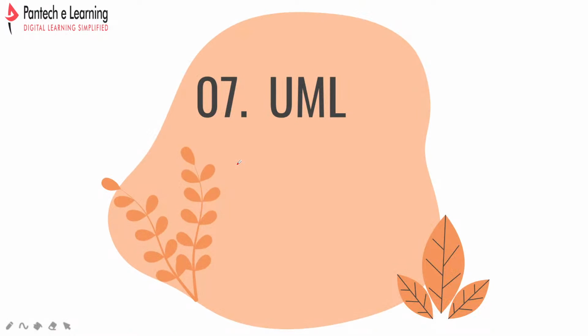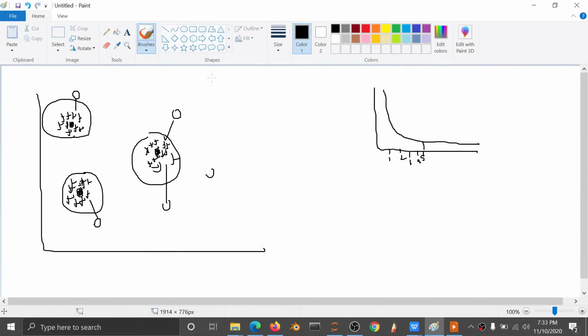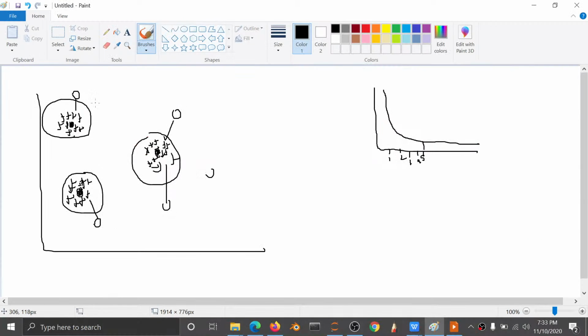The next thing, the UML diagram. Here we need to start, select the number of centers, and set them randomly. So we initialize the centers and then put each object to the closest cluster center. It's not mandatory where you initialize the center; you can initialize it at any point. It will be randomly placed anywhere.